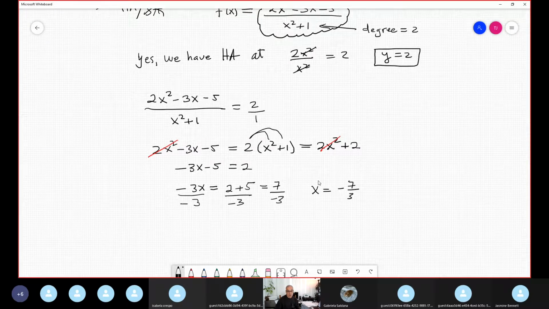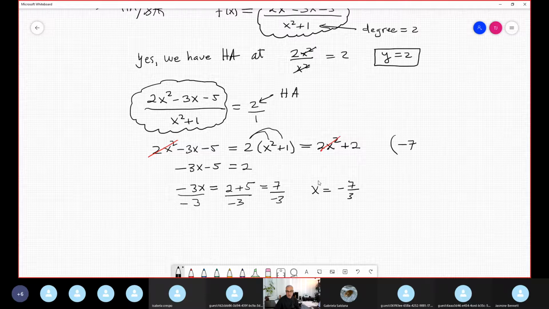So I discovered that yes, my function at one specific point crossed the horizontal asymptote, and this point is the point negative 7 over 3 as the x value, comma 2 as the y value, which is the same y value of the horizontal asymptote. And this is another important point. And frequently the student forgets this point. And this is extremely important.